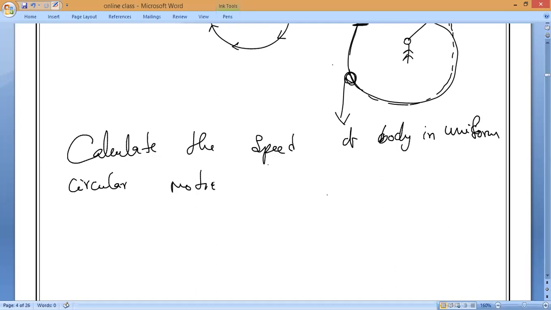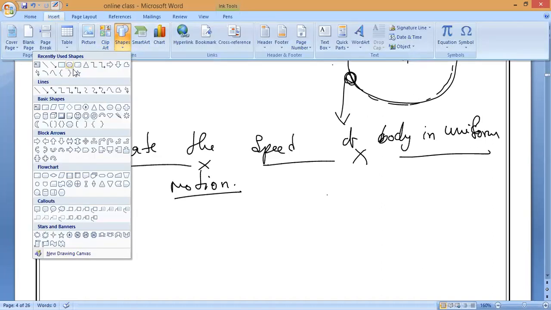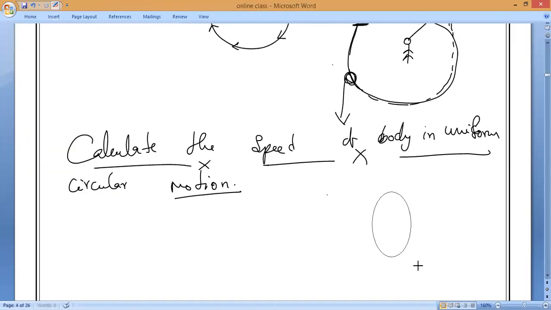Circular motion. Is it clear, everyone? So uniform circular motion means the body is in which path? Circular path. Is it yes or no? So that is what you have to understand first. Now let us see how to calculate this.